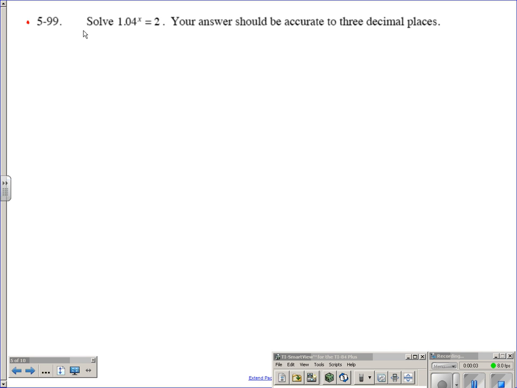599. Solve 1.04 raised to the power of x equals 2. Your answer should be accurate to 3 decimal places.